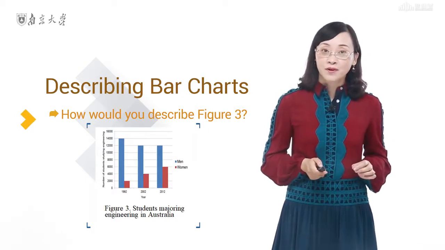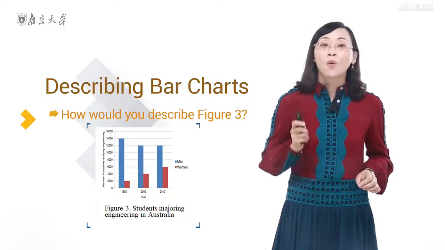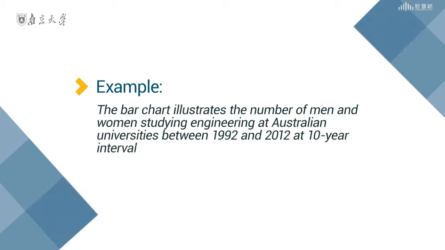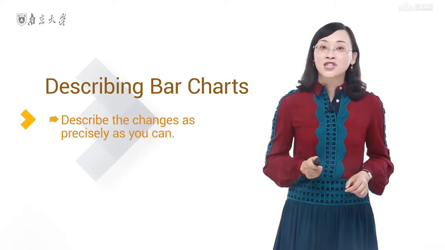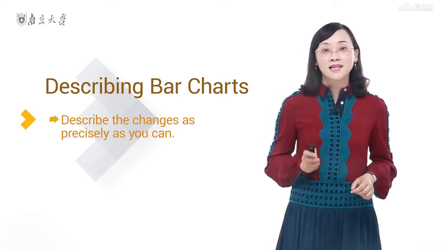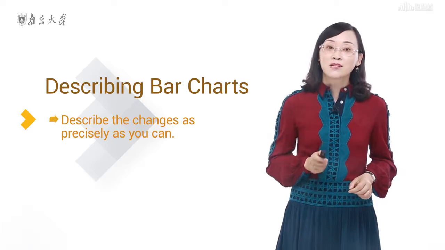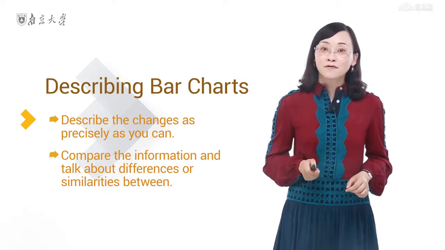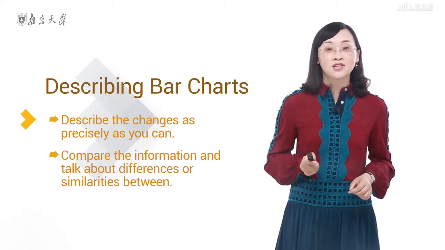To describe Figure 3, you can start by saying exactly what the chart shows and the time period. For example, the bar chart illustrates the number of men and women studying engineering at Australian universities between 1992 and 2012 at 10-year intervals. Then, describe the changes you have observed as precisely as you can. Use data numbers from the chart. Besides, you can compile the information, talk about differences or similarities between the groups in the chart.